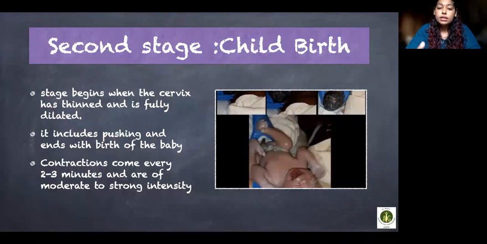The next phase in the childbirth is the birth. First the head comes out, then it is slightly tilted and the shoulder comes out, one shoulder at a time.